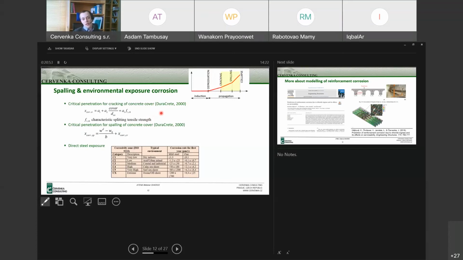We implemented the model from the Duracrete project, which was a European project aiming to enhance the durability of reinforced concrete structures. And based on this, we calculate the moment when the spalling of the concrete cover occurs. After that, it's possible to input the corrosion rate at the environmental condition. So from the moment of the spalling of the concrete cover, the constant corrosion rate under environmental condition is used.